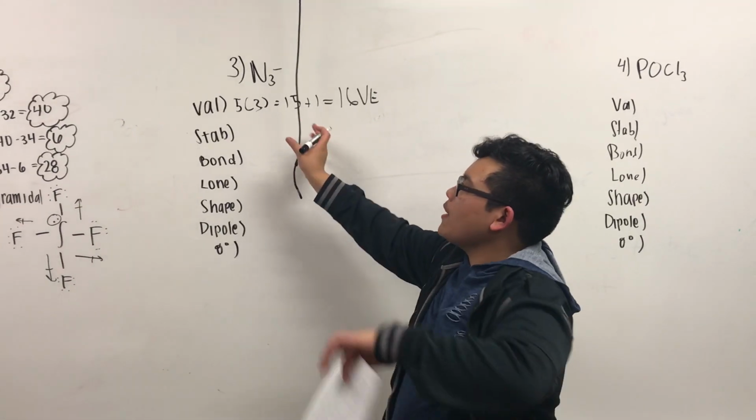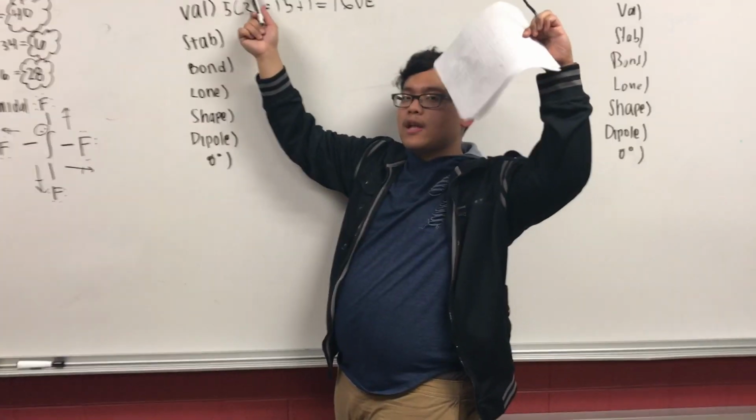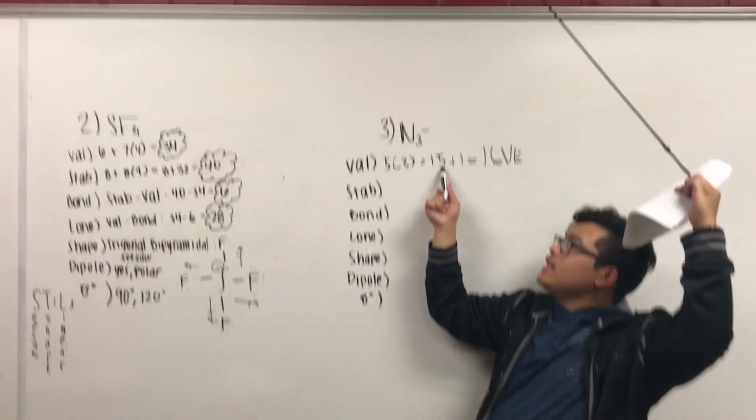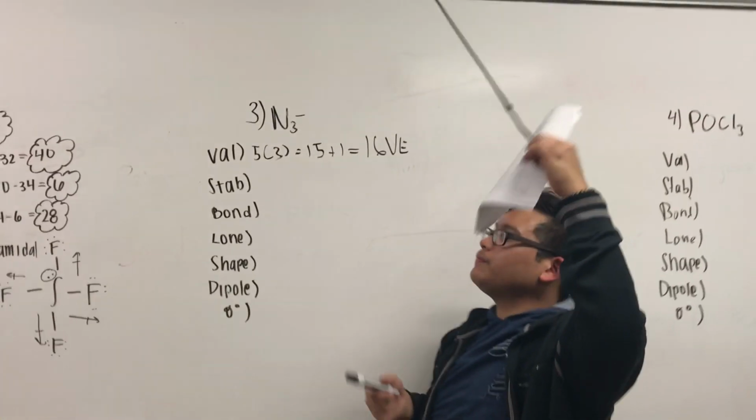So yeah, I'm going to reiterate. There's 5 valence electrons for each nitrogen, and there are 3 nitrogens. 5 times 3 is 15, plus 1 because it's an extra electron, okay? You guys understand that, I hope.